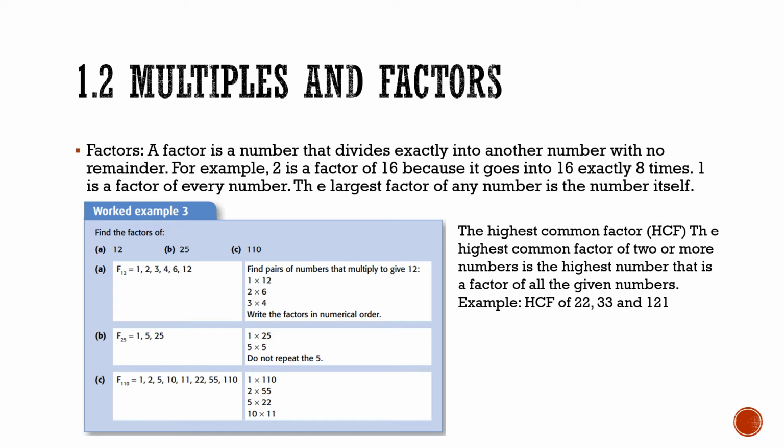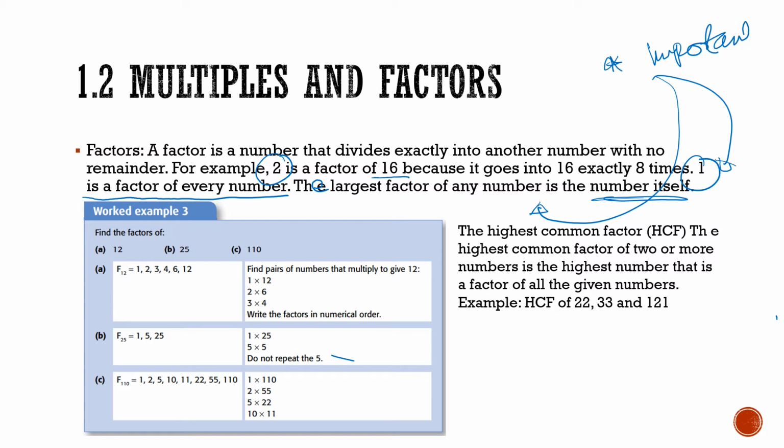Then we have factors, okay? A factor is a number that divides exactly into another number with no remainder. For example, 2 is a factor of 16 because it goes into 16 exactly 8 times. 1 is a factor of every number, and that's something we must remember. The largest factor of any number is the number itself. So these 2 points that we stated are key and very important, and we must always remember them.